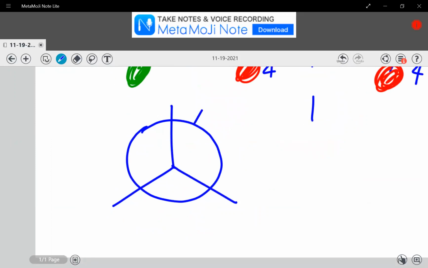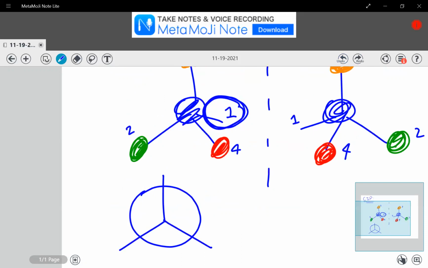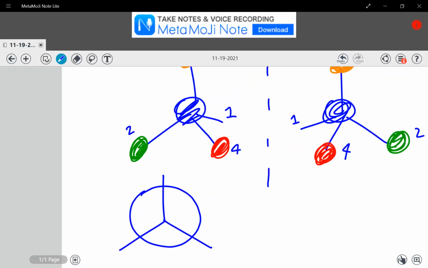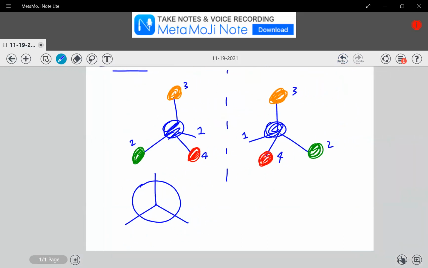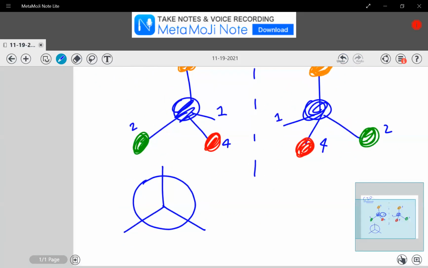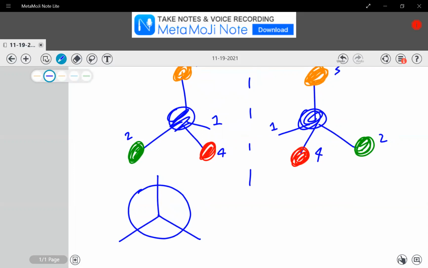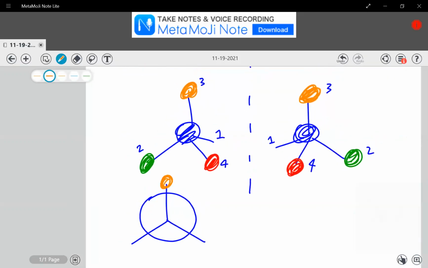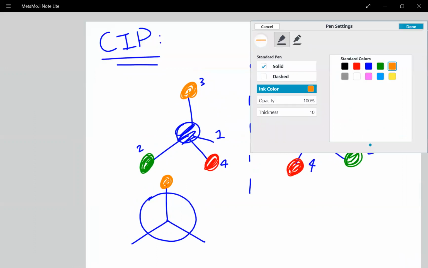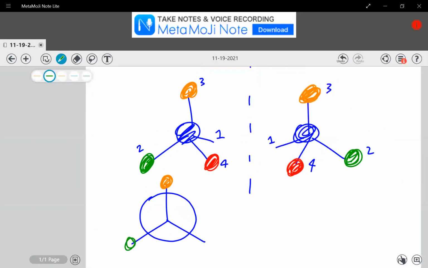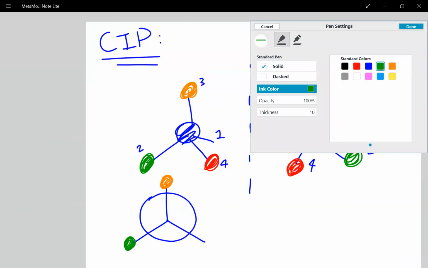Technically, he can be over here. That's the way they draw it, right? So it kind of looks more 3D. But he's not here. At least in this Newman projection, when you do CIP, he's not one of us. He does not exist. So let's go ahead and label this the way we should, without the guy in the back. So we've got orange on top, green to the side, and red.